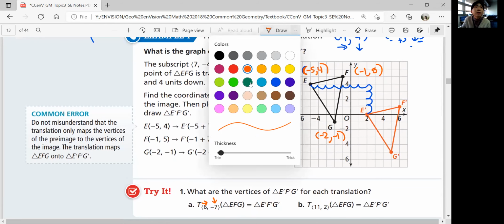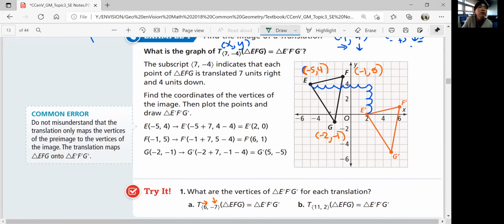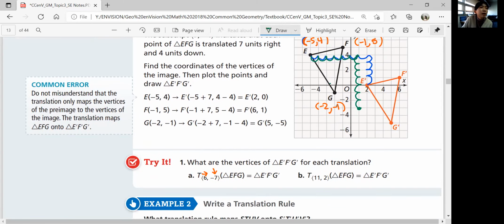So looking at your points, you move 6 units right: 1, 2, 3, 4, 5, 6. Go down 7 units: 1, 2, 3, 4, 5, 6, 7. That's your new point. So if you want to do this algebraically, you're going to start with -5. So E prime should be -5 plus 6, comma, 4, which is your Y initial value, minus 7. And so E prime is equal to 1, comma, -3.